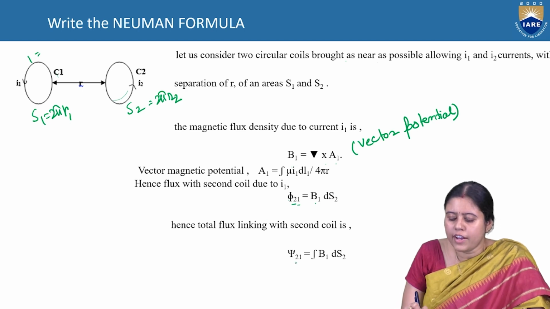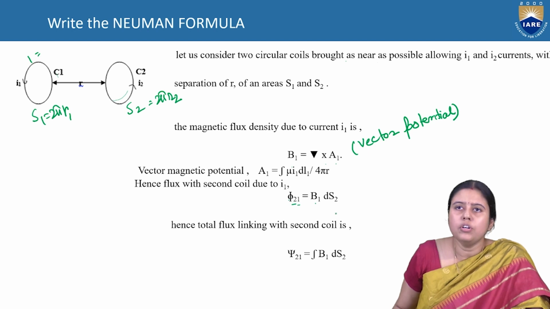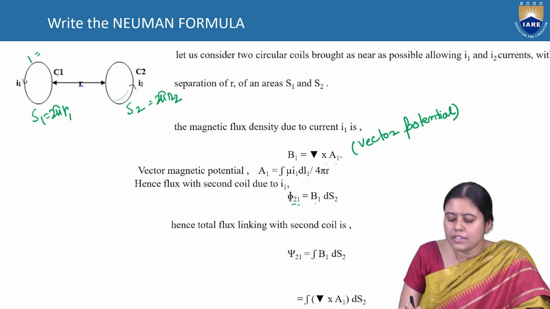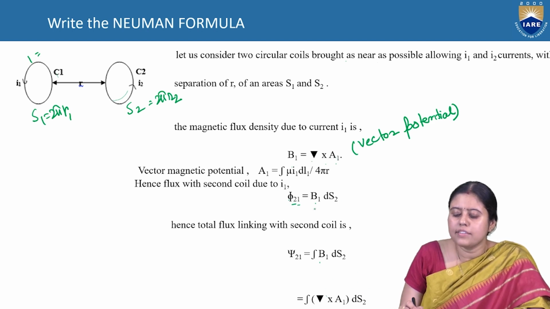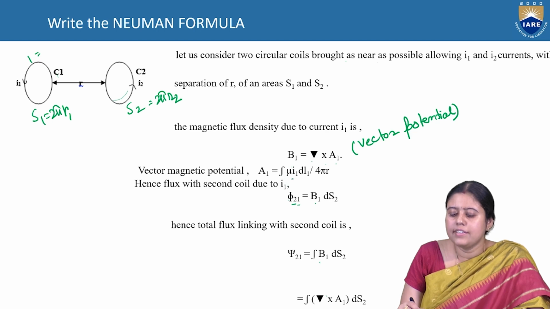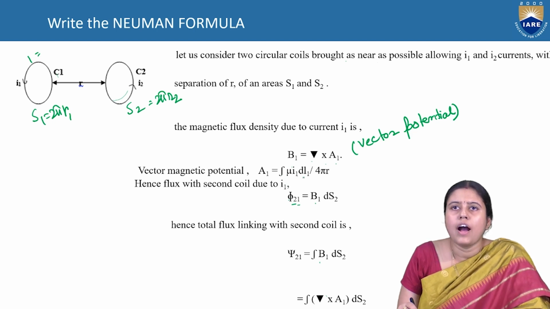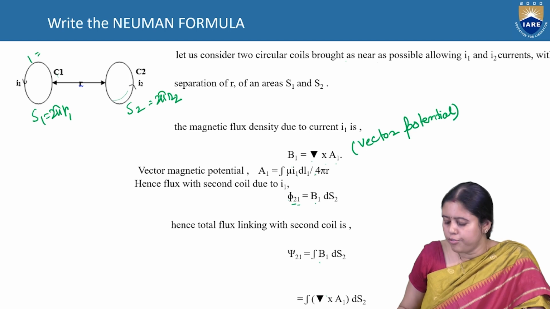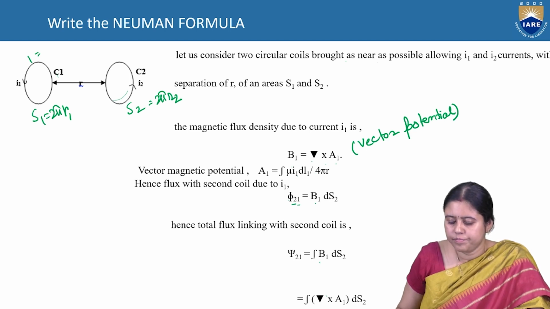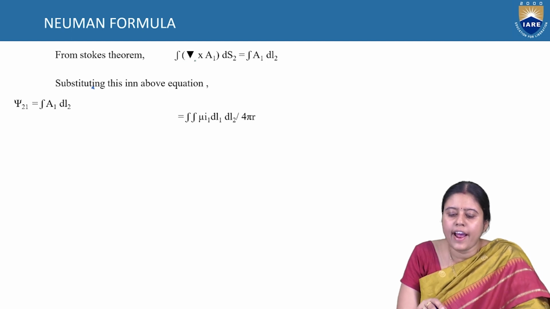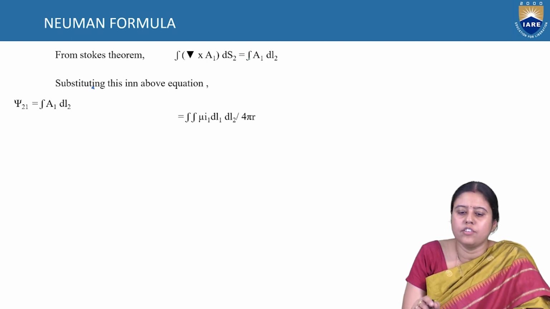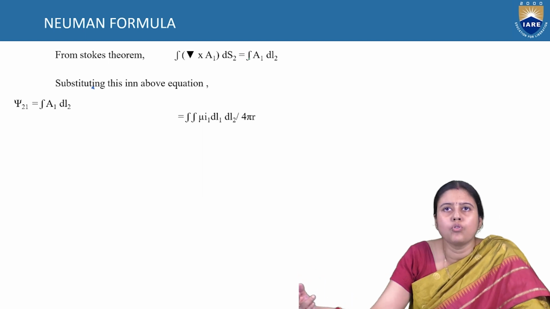So what is the total flux? Total flux phi is equal to integration of B1 into ds2. What is B1? B1 is nothing but grad cross A1 into ds2. What is A1? Integration of mu I1 dl1 by 4 pi r. So we can write grad cross A1 into ds2. Now we are applying the Stokes theorem.